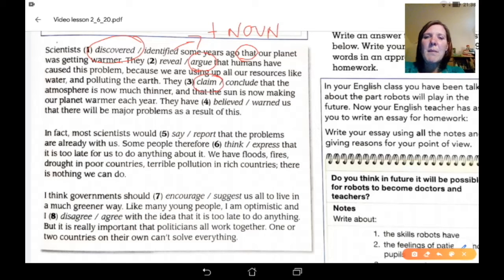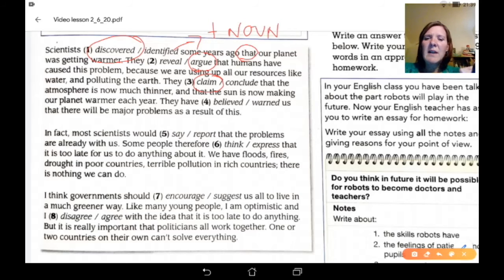Number 3, they claim. They're not concluding. We don't know at what stage they are. You conclude something at the end. Okay, so they claim. If you claim something, you say it's a fact. Okay, you'd say affermare probably in Italian.